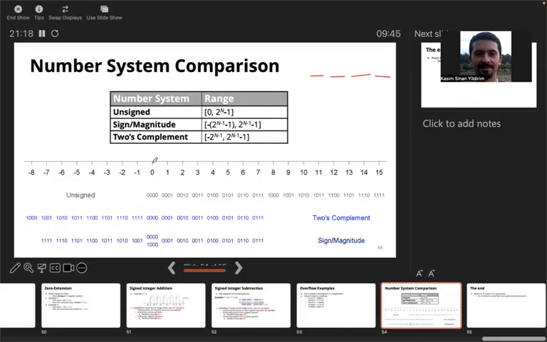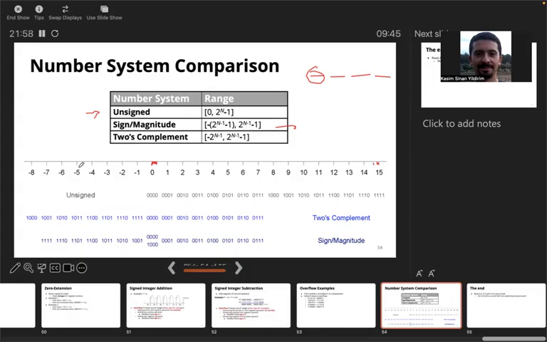From zero to 1111, which is 15. So with 4 bits in unsigned representation, all bits contribute to the magnitude. These are the range of numbers that we can represent, from 0 to 15, right? If we have signed magnitude representation, which means that the left bit is the sign bit, negative or positive, and the rest of the bits contribute to the magnitude of the number. So what is the smallest?